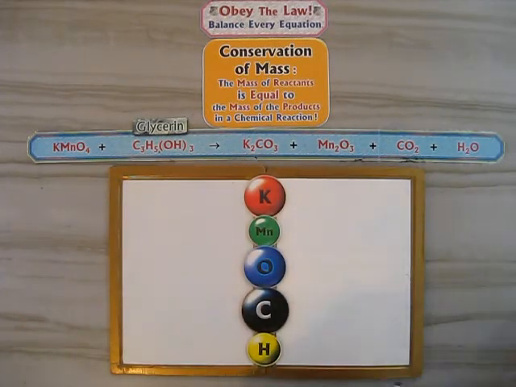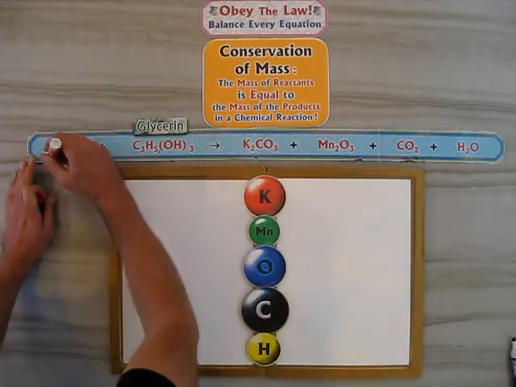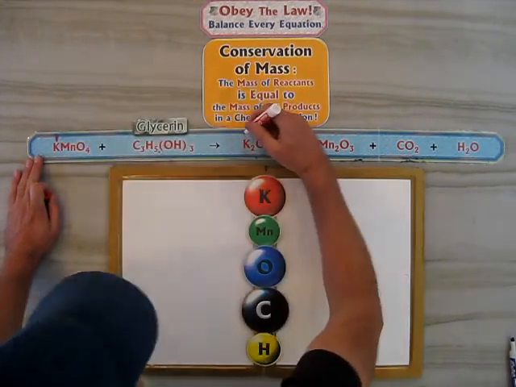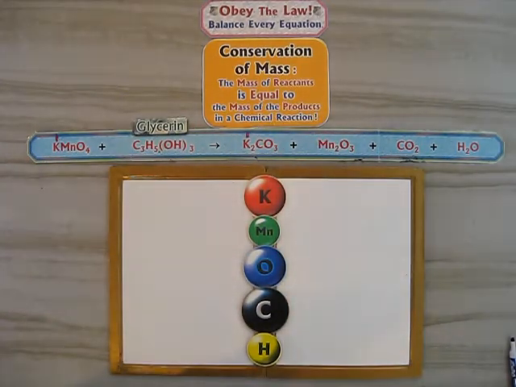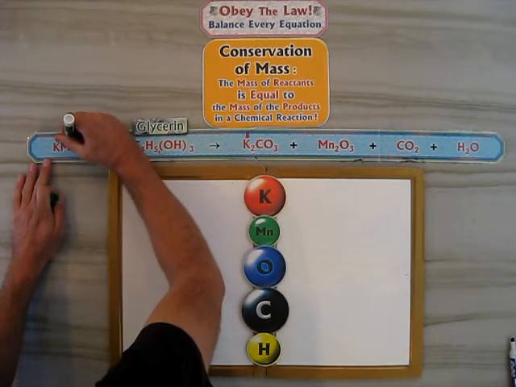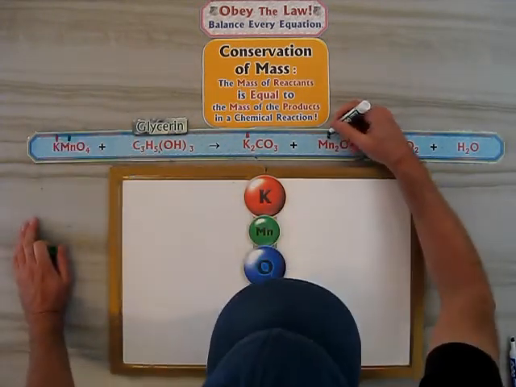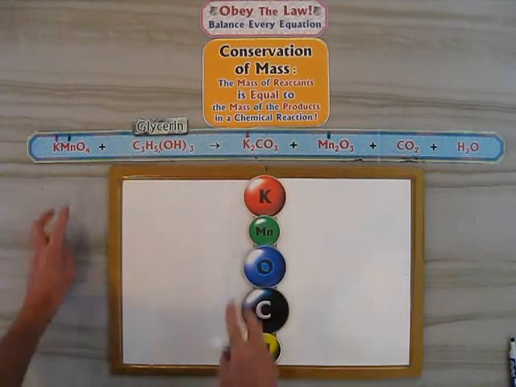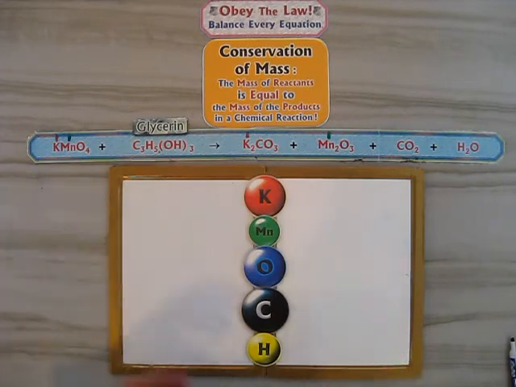So let's see, potassium. Well, there's a potassium right there. Potassium is right here, and it's right there. That's once on each side, that's okay. What about Mn? What is Mn? Manganese. Manganese is once right there, and it's also once right there. It's not anywhere else on this side. So those are good ones to start with. Are they in different amounts? Yes. Okay, well what else is present once on each side?